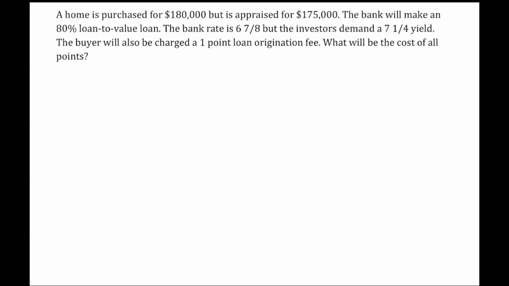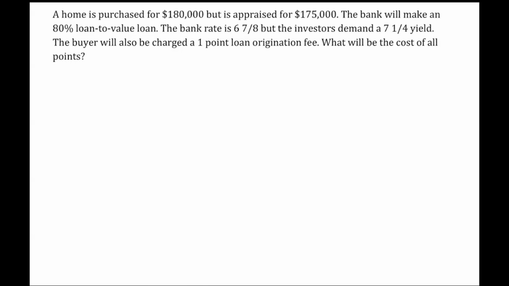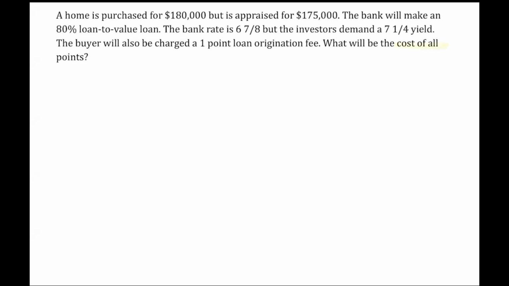So I know at first when people read this, they're like, "Oh, that's a lot of numbers." But do all the numbers kind of make sense? Do you know what they're talking about with each number? Okay. So we know we're looking for the cost of all points. When I read this problem, I see two different places that we're getting points charged. Can you tell me where those two different places are? Why are we getting charged points for two different reasons?